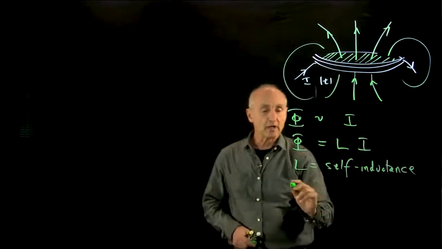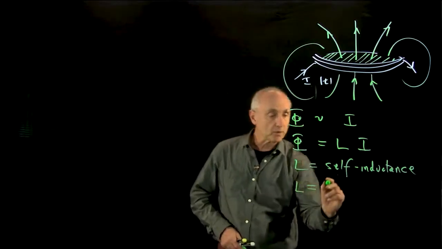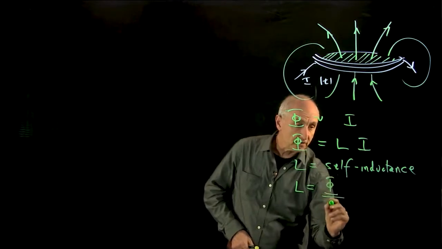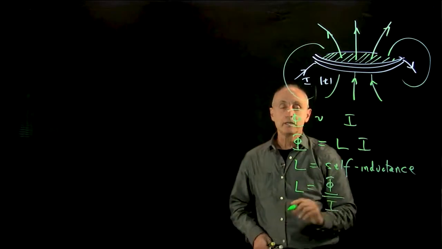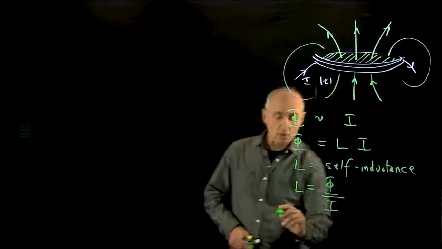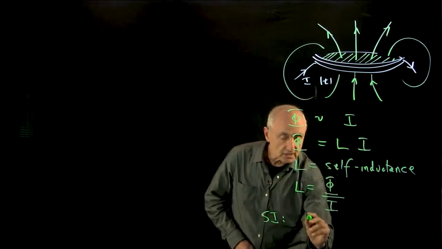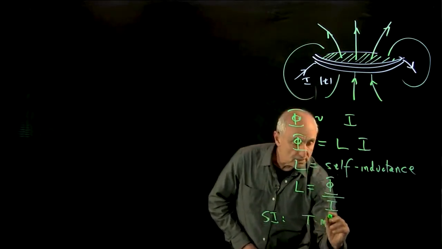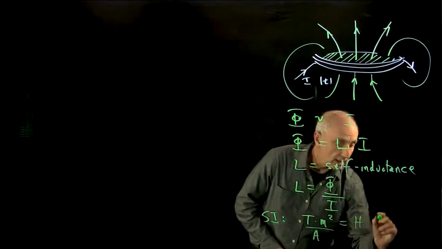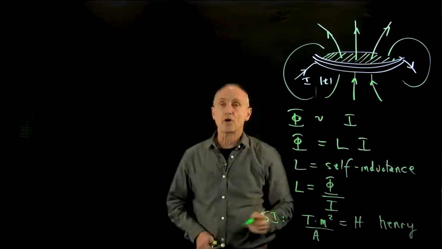Now, first off, let's just look at the units here in SI. And we're going to calculate that this way. We have flux divided by current. Now, the simplest way to remember is that magnetic flux has SI units of Tesla times meter squared, over amps, and that's called a Henry. And that is our SI unit.